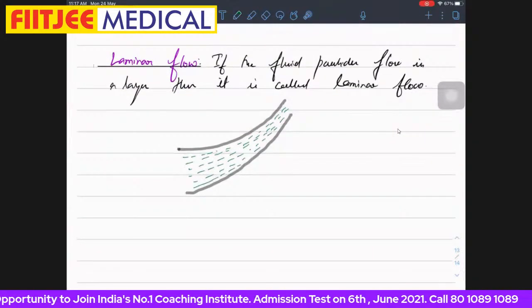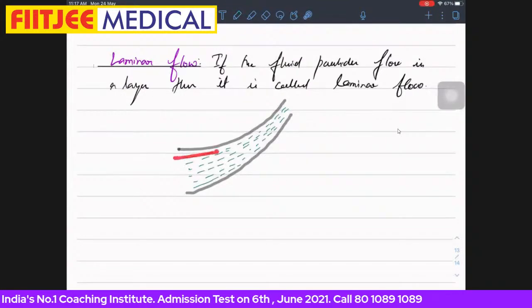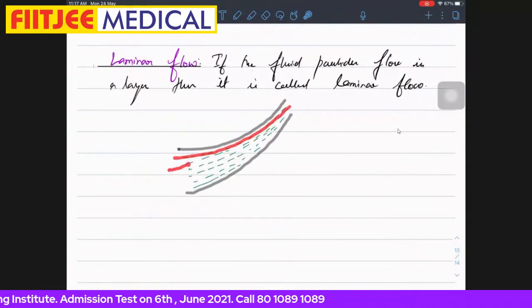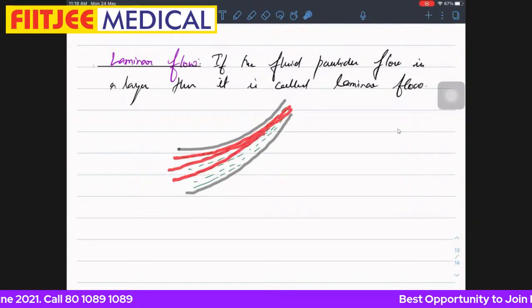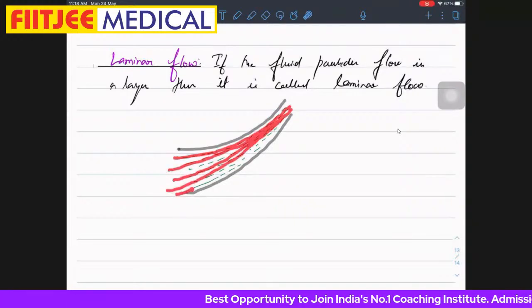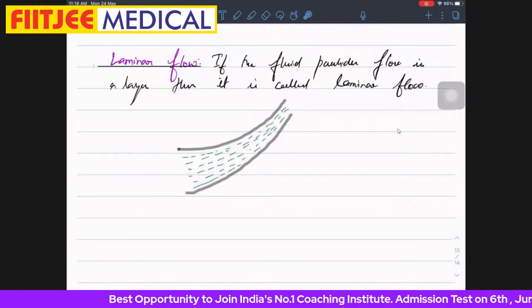See, every fluid particle will follow a constant path. Means what? Intermixing will not happen. Two fluid particles will not intersect their path. So here they flow like a layer. Here they don't interfere in the other particle's path. So this kind of flow is called laminar flow.